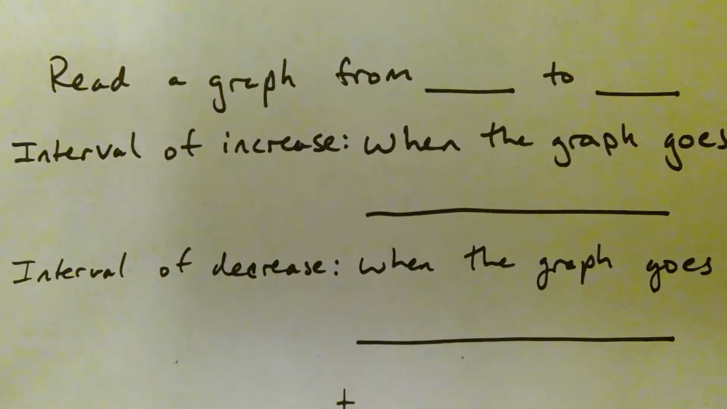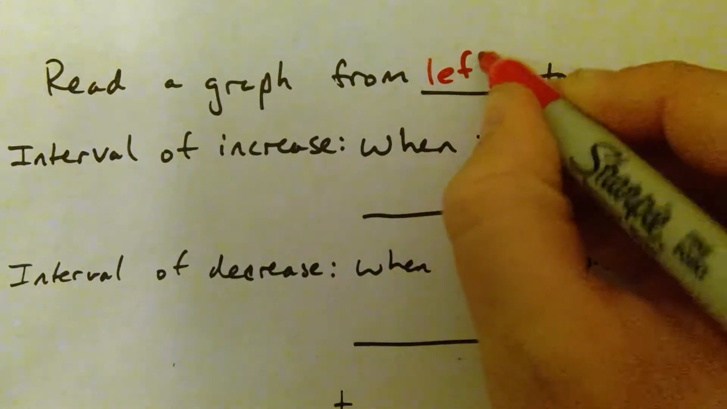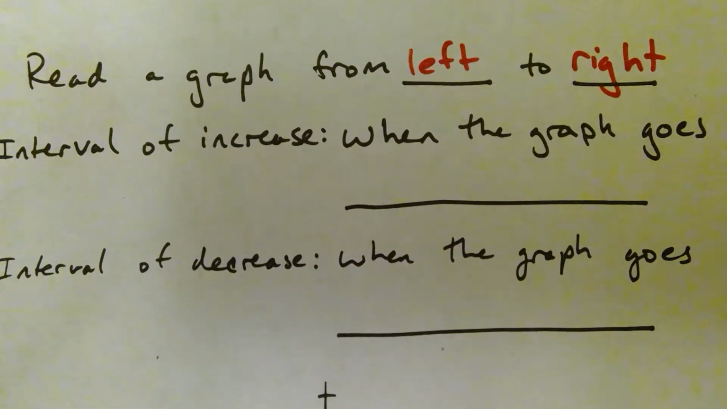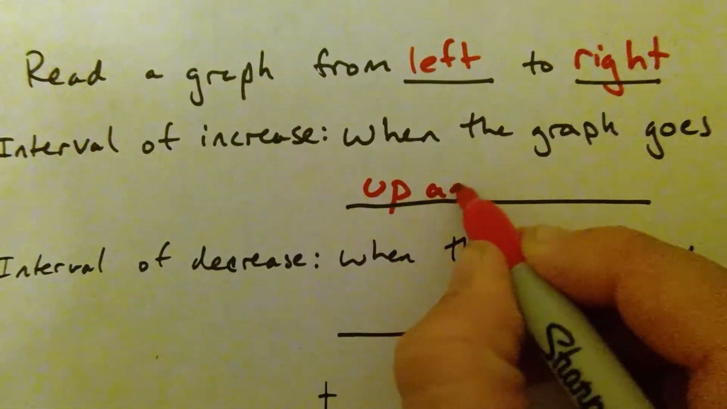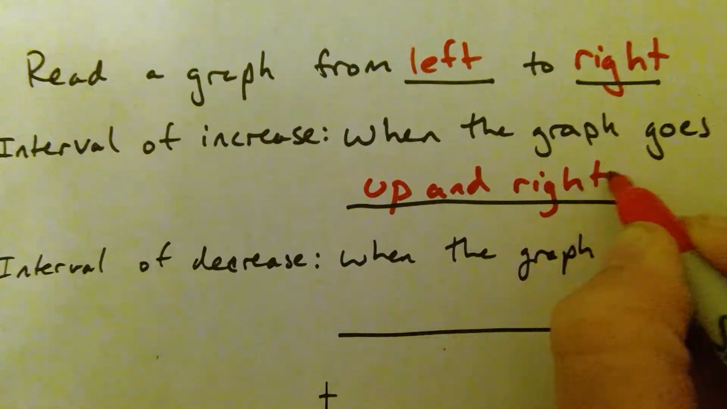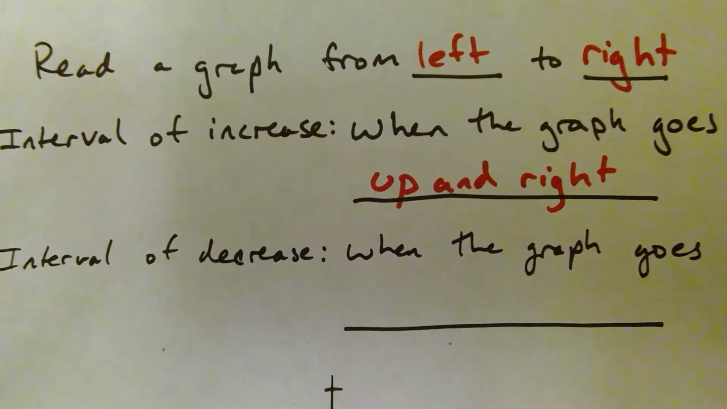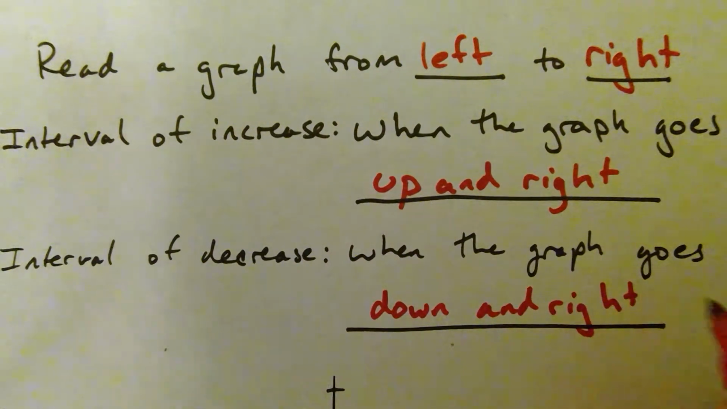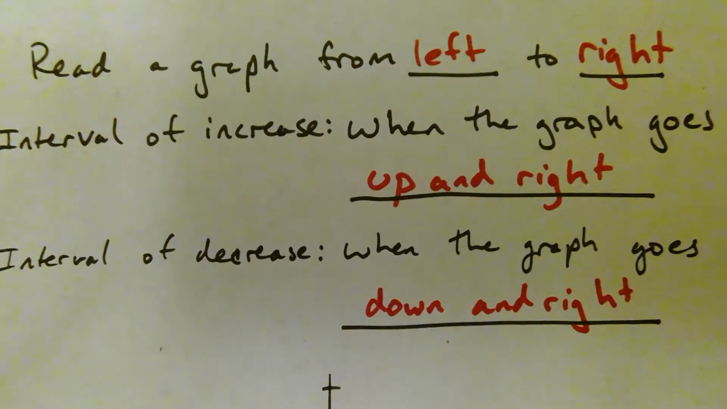Now, after we've done intercepts, we're going to move on to reading a graph because we're looking for intervals of increase and decrease. So first off, when we read a graph, that means that we are reading from, like we read a book, from left to right. Okay, now simply enough, interval of increase is when our graph goes up and right. Interval of decrease then is when our graph goes down and right. It's important that we're always going to the right. Always going to the right when we read a graph.